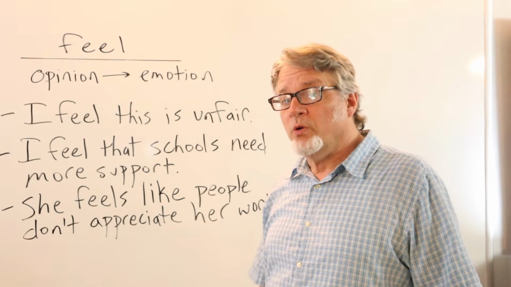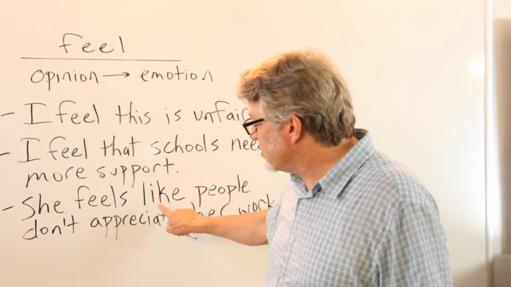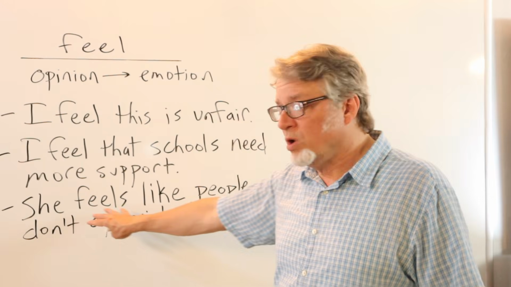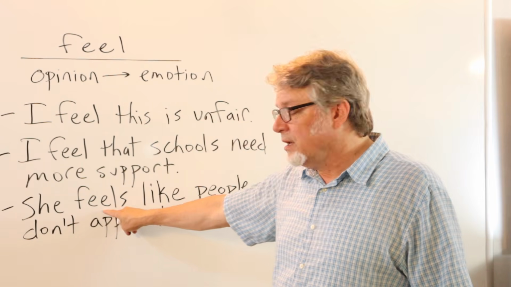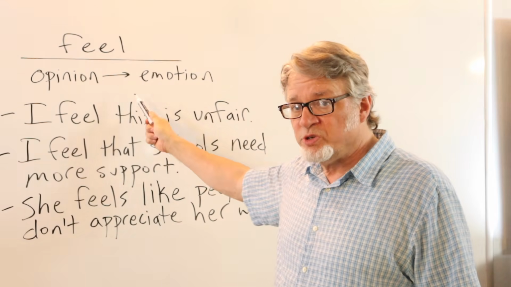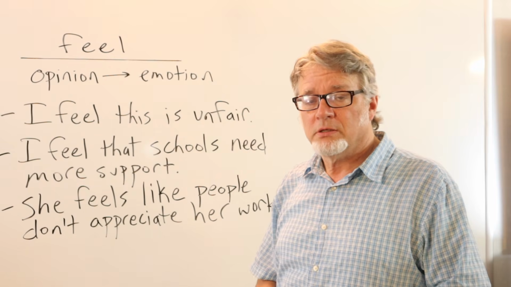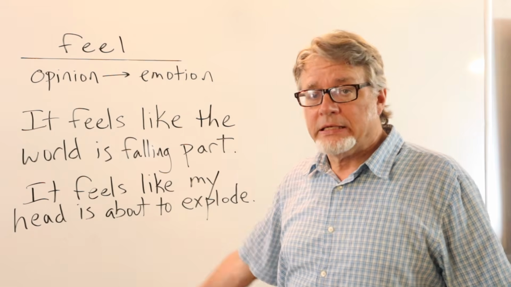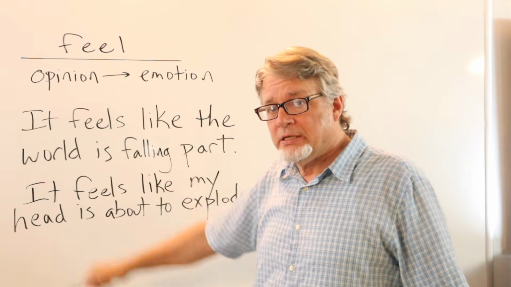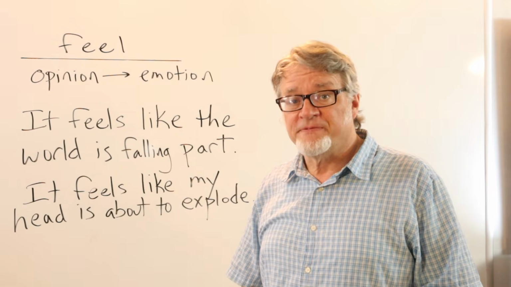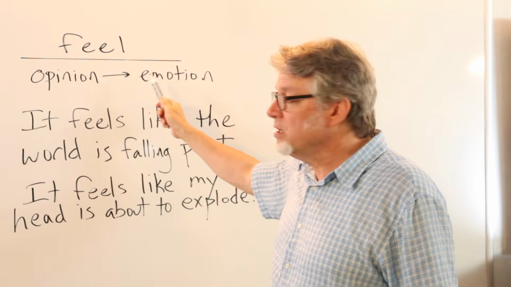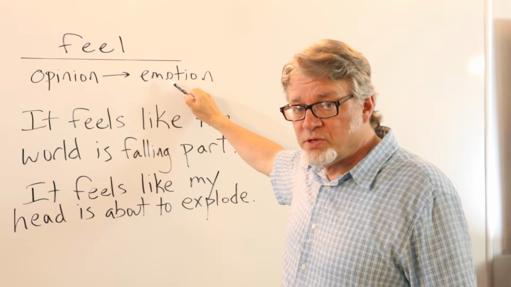She feels like people don't appreciate her work. Notice the use of like. She feels like, and then whatever you want to put after it. Like often appears after feel when talking about a person's emotional response to a situation. Here's an example with feel like, using it as a subject. This is in reference to a situation. It feels like the world is falling apart. This is an opinion, but it's a very strong emotional response to a situation.